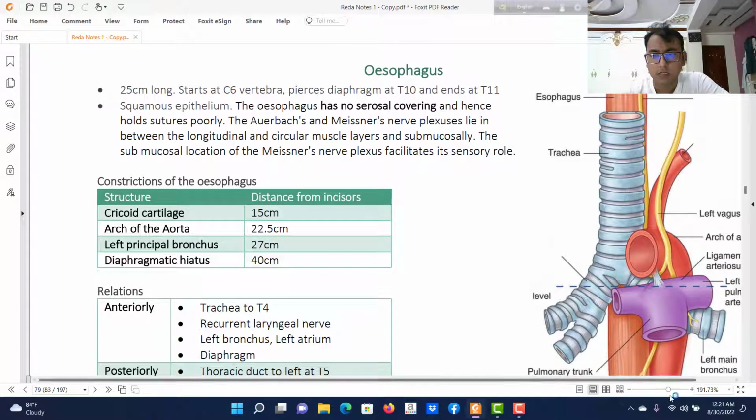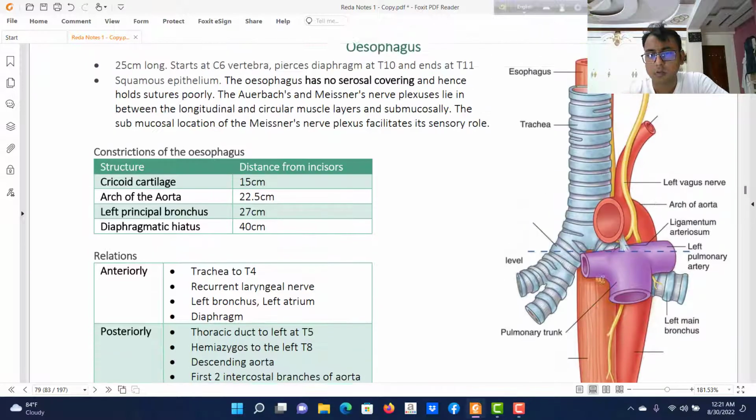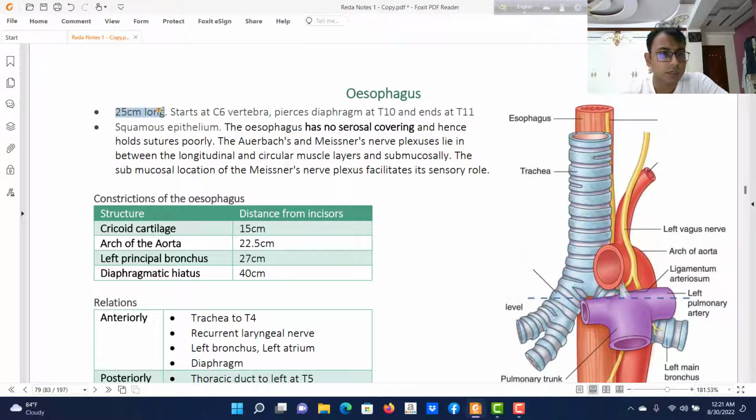Now the esophagus. The esophagus is also called the food tract, or food tube. It is a long muscular tube lying behind the trachea, 25 centimeters long. First things first: it starts from the C6 vertebra, passes through the diaphragm at T10 and ends at T11, the 11th vertebra. It is lined by squamous epithelium, and the esophagus has no serosal covering. Must remember, there is no serosal covering, but adventitia is present.